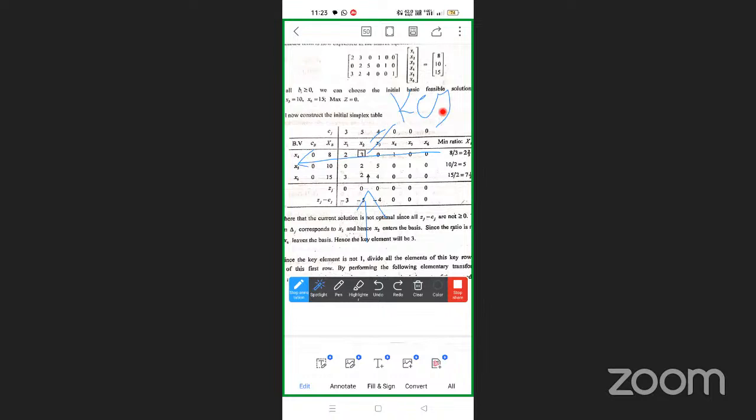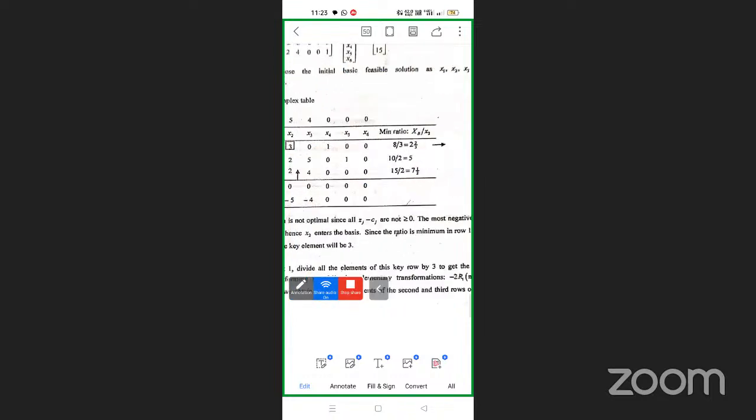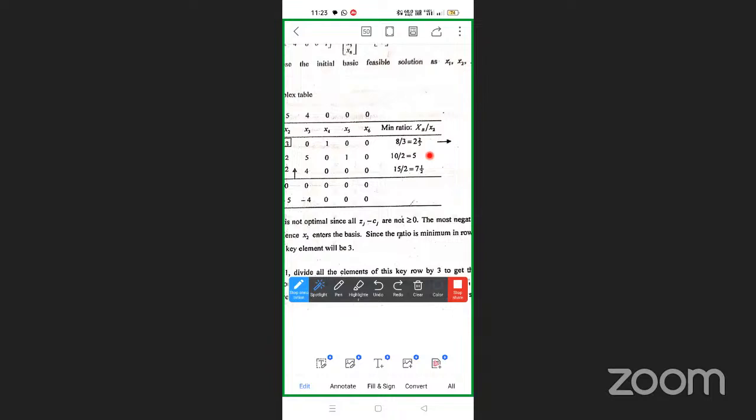For example, in this minimum ratio, minus 5 is there, 7 is there, 0 is there, or 2. We cannot consider negative values in the minimum ratio. We can take only positive values. If some values are negative, we take the remaining positive values. We consider only positive values in the minimum ratio. You know?